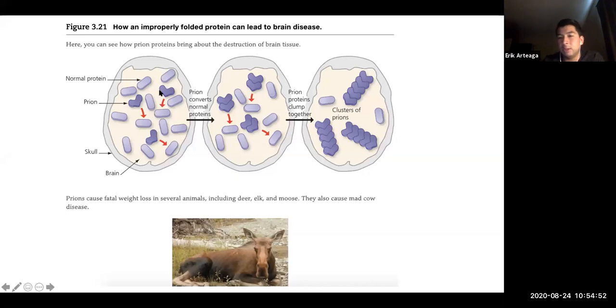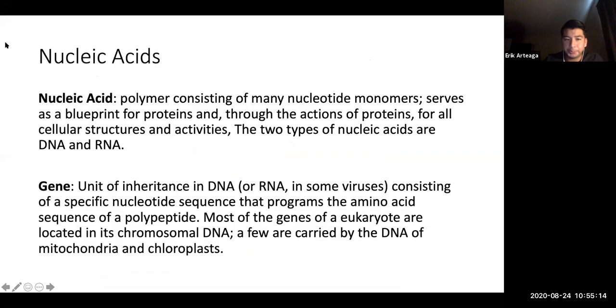And again, very similar to how Alzheimer's occurs, right? You have the accumulation of these plaques in the brain. But again, this is caused by a prion rather than the beta amyloid plaques associated with Alzheimer's. Okay, so again, prion disease, proteins, think Alzheimer's.